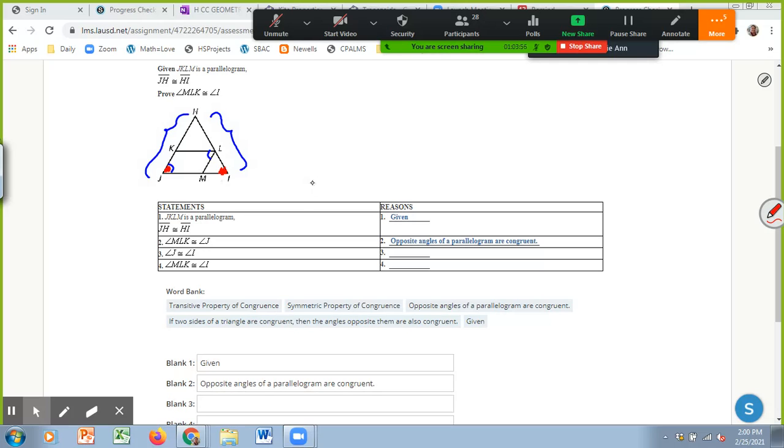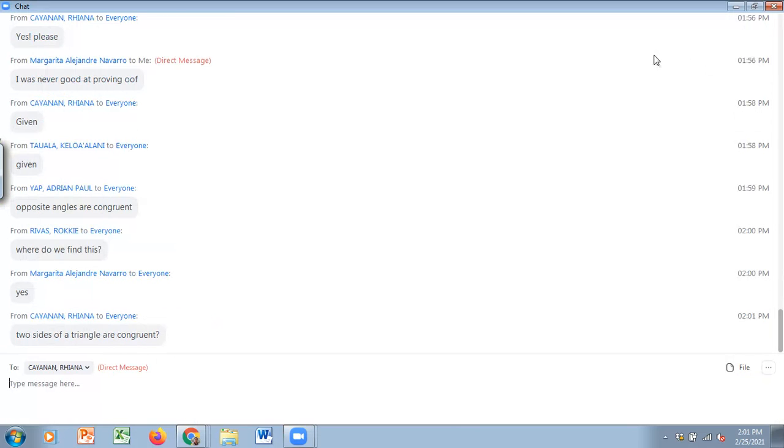So what's the relationship between the blue things that I put braces on and the red angles I just shaded? What's going to be the answer to that one? I know it's long if you type it in the chat, but if you know the name of the theorem, go ahead and write it. Two sides of a triangle are congruent.